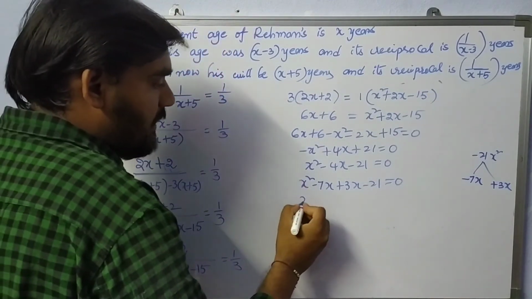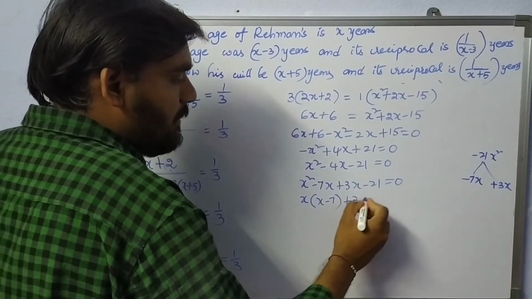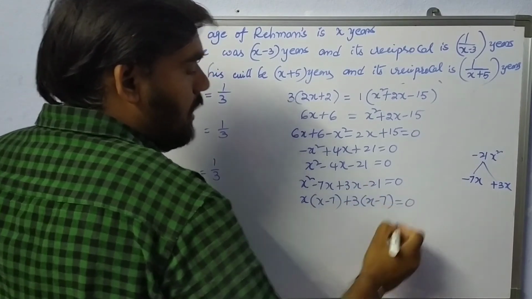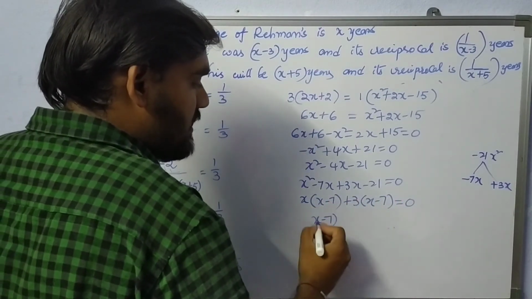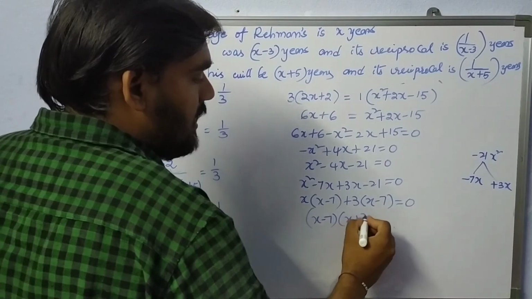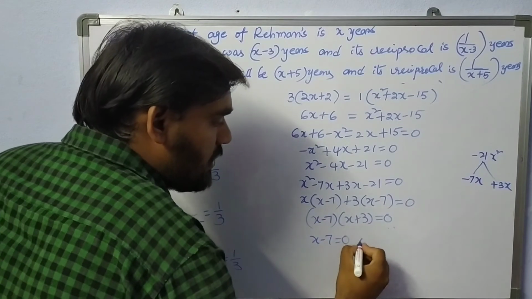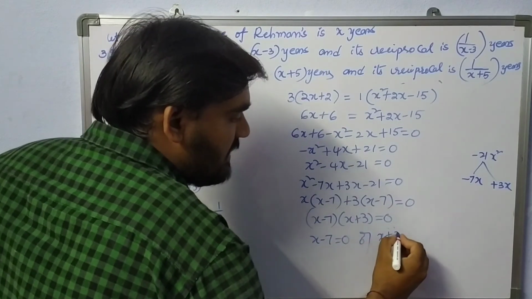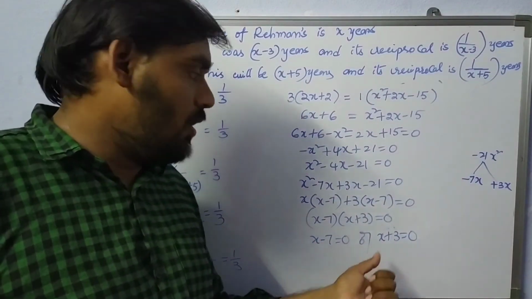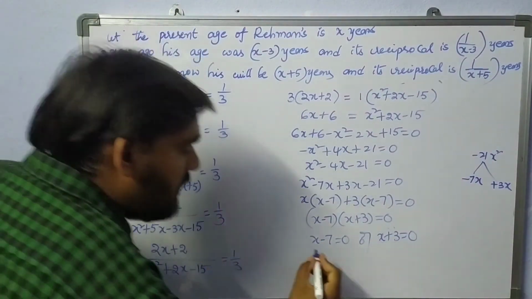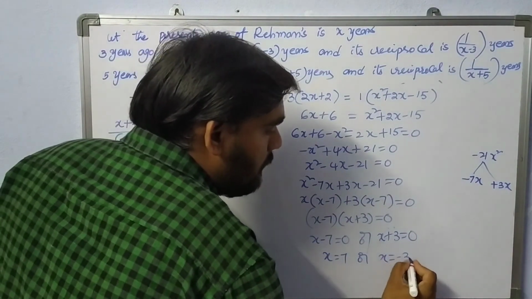From these two terms, if I take x common, I will get x minus 7. From these two terms, if I take 3 common, I will get x minus 7. From these, I can take x minus 7 common. Now x minus 7 into x plus 3 is equal to 0. So here x minus 7 is equal to 0 or x plus 3 is equal to 0. So we will get x is equal to 7 or x is equal to minus 3.